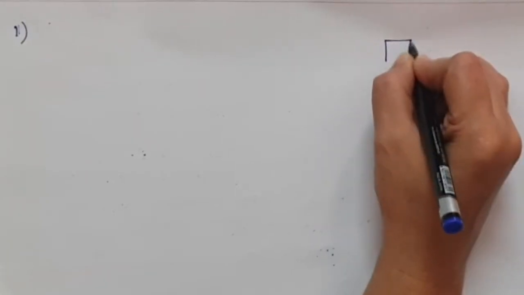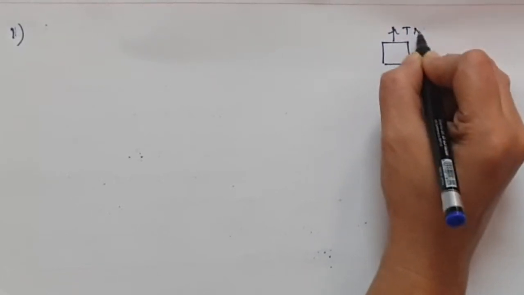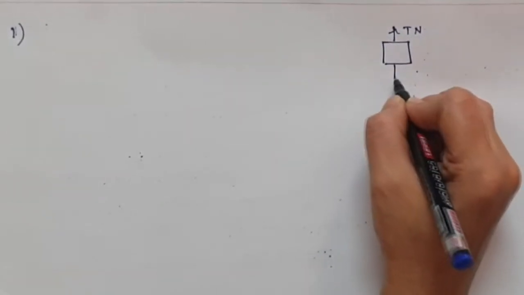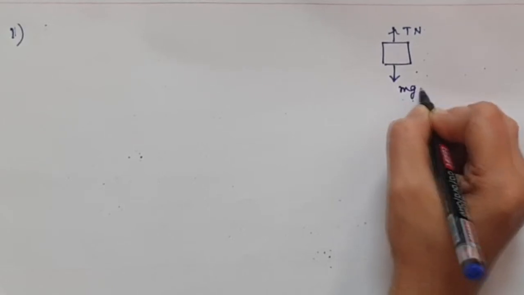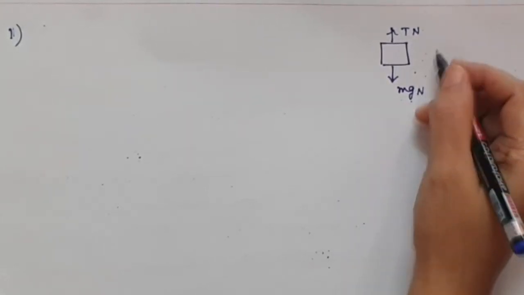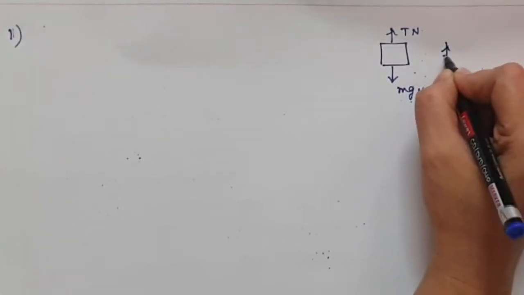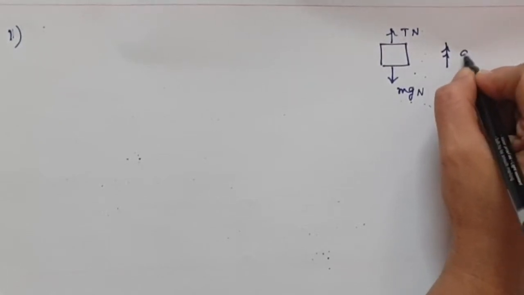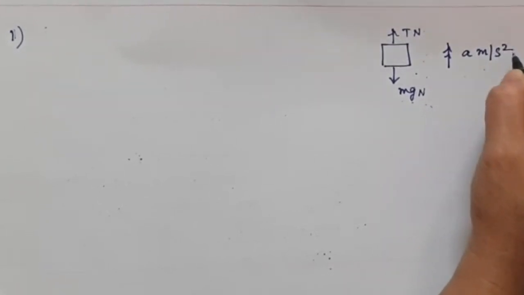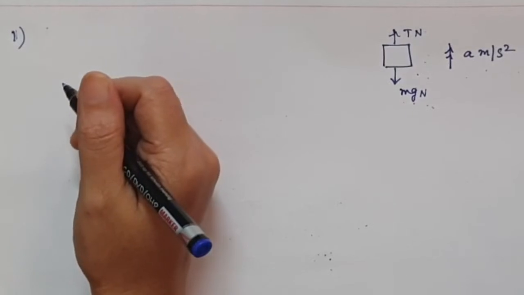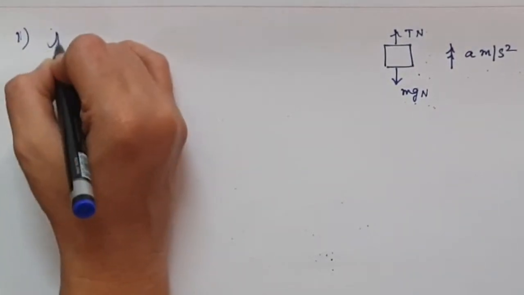Now when we represent it by a diagram, the lift and the tension in the string T Newton, and then the weight of the lift will act downwards, mg Newton, and upward direction will be the positive direction, that is a meter per second square. The first part is at rest.